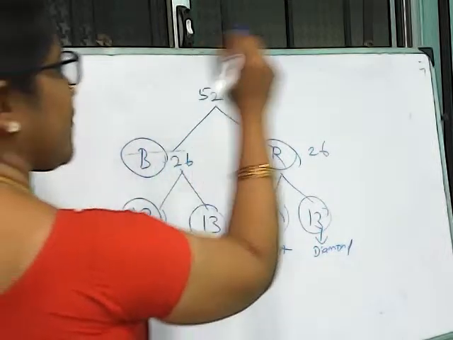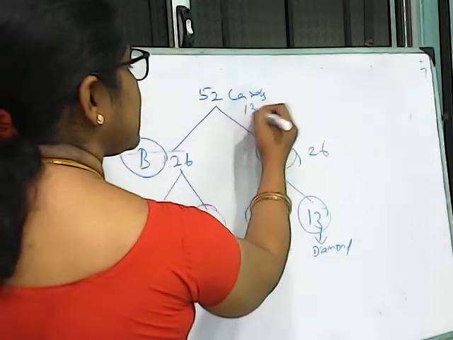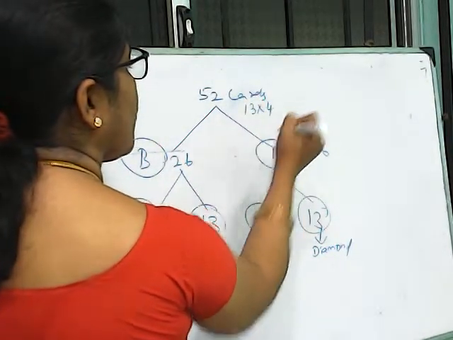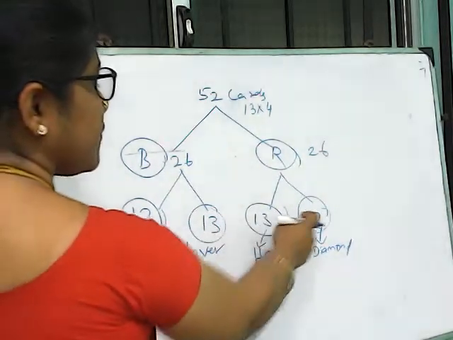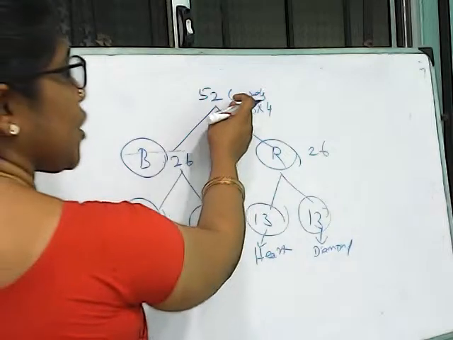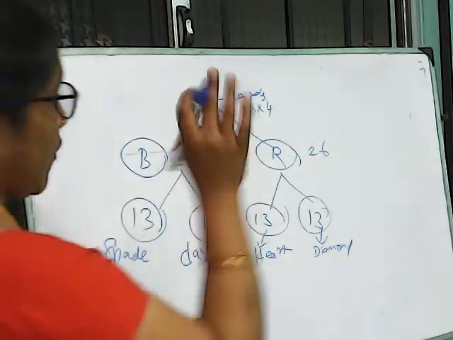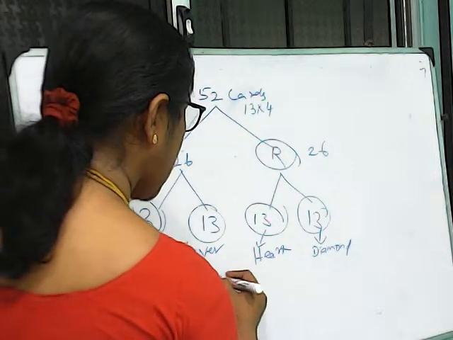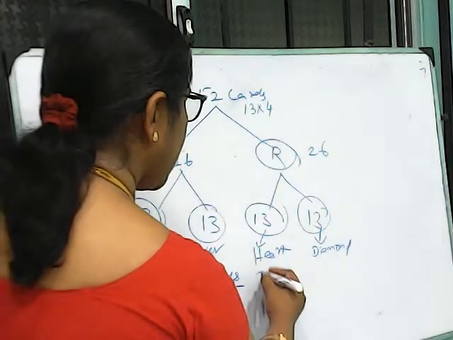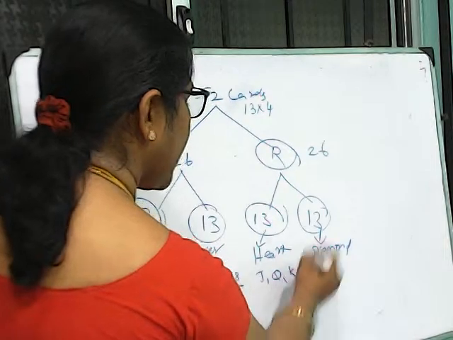So how can we write this 52? 52 is nothing but 13 into 4. 13 cards of 4 varieties is nothing but your 52 cards. Now in this you have face cards. The face cards are jack, queen, king.